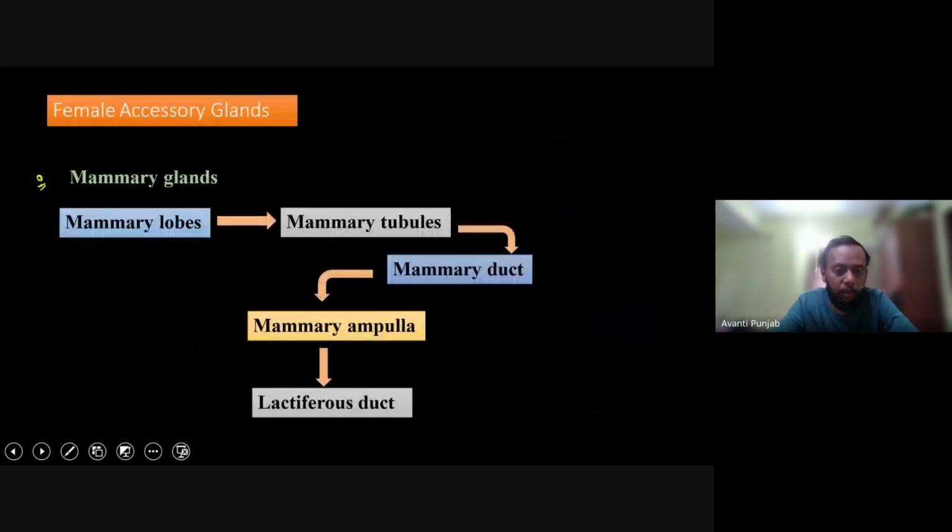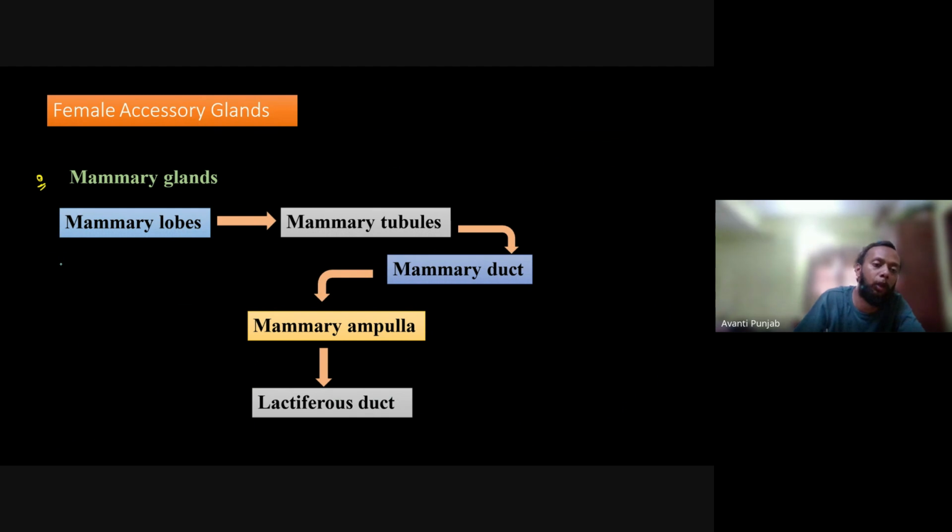Right, let me show you over here. Okay, so first thing you have to know when you talk about mammary glands: first of all you have mammary lobules, mammary lobes. Now these mammary lobules will have a presence of a large cluster of cells.